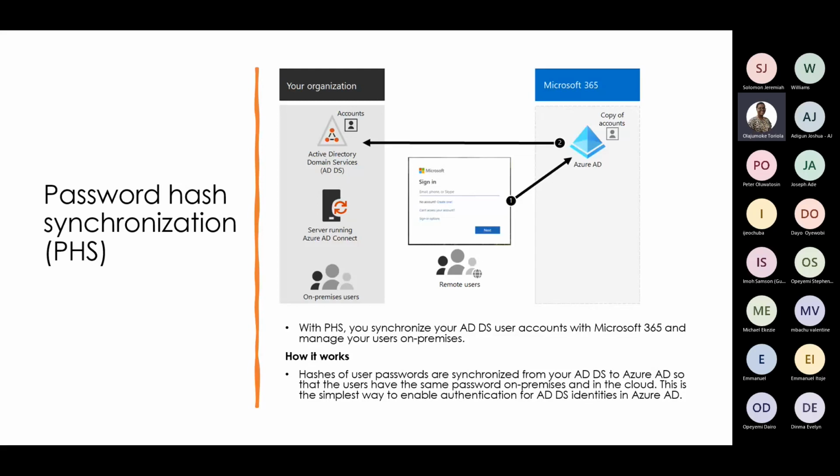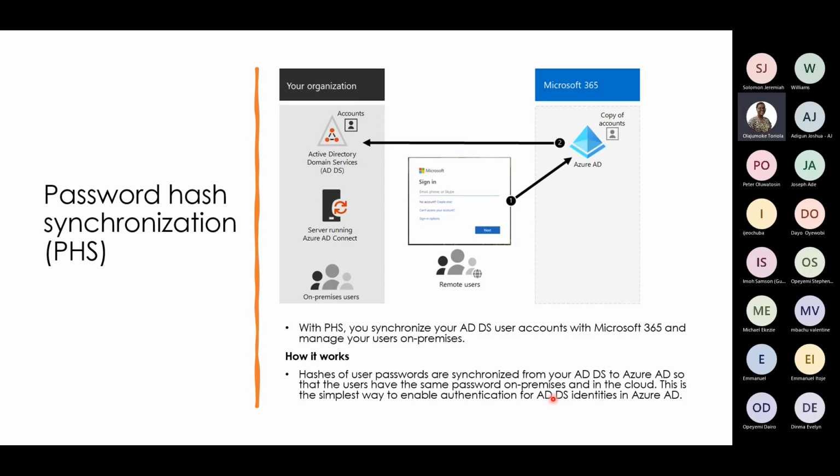So in clear text, what you only have is what is referred to as the hash. In fact, Microsoft claims that it is the hash of that password that is actually sent over. So with password hash synchronization, you synchronize your on-premise AD user account with Microsoft 365, and you are also able to manage your users on premise. So that is it. Management for your users in this sense, you can only do it on premise. You can't do it in the cloud.